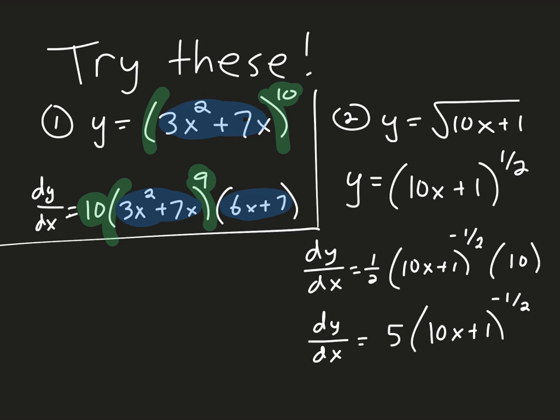On the other problem, I want to first re-express the square root of 10x plus 1 using a rational exponent. Note that I still maintain my y equals because I did not start finding the derivative until the third line. When I do find the derivative, I note that the outer part of my function is something getting raised to the 1/2 power. So I bring the 1/2 down, I decrease the power by 1, I leave the inside alone for that step, but then I multiply by the derivative of the inside. And then I just cleaned it up a little bit, multiplied the 10 by the half.